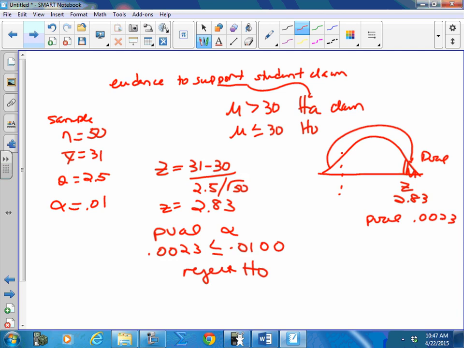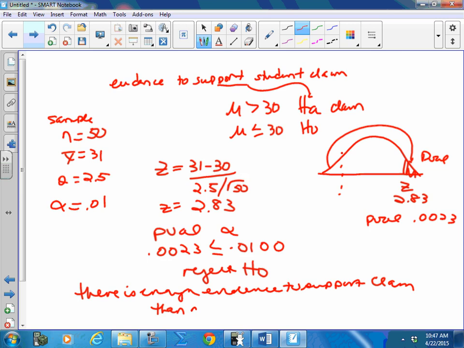Yeah, there's enough evidence to support the claim that at the 1% level of significance, the mean raw score for the school's applicants is more than 30. Good. Can I shorten this up? Can't shorten it down too much. It's more than 30, right? Yeah.